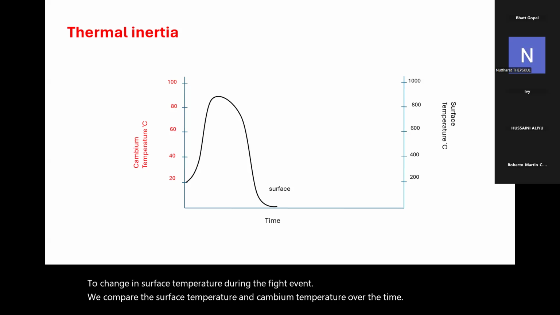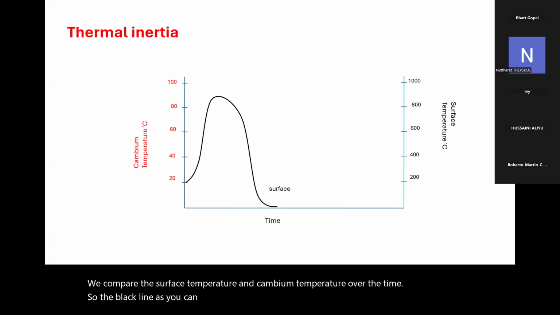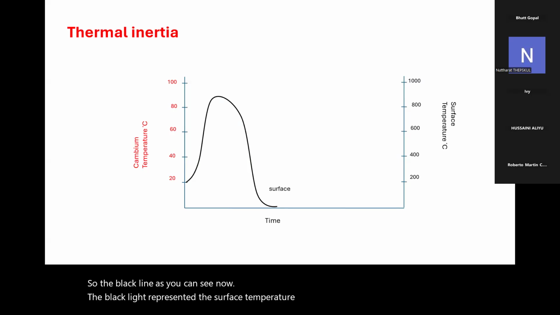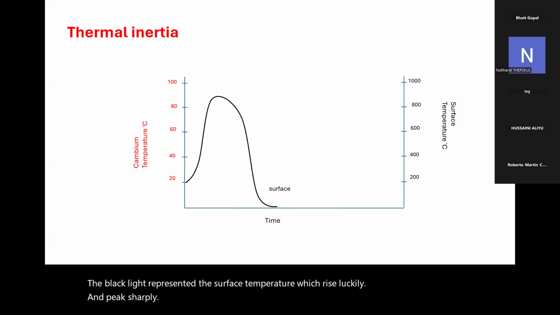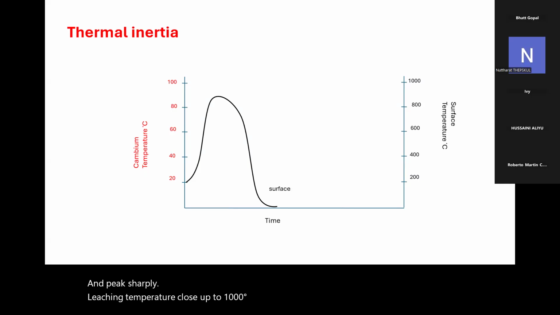The black line, as you can see now, represents the surface temperature, which rises rapidly and peaks sharply, reaching temperatures close to 1000 degrees Celsius. This spike reflects the intense heat at the bark surface during fire exposure.